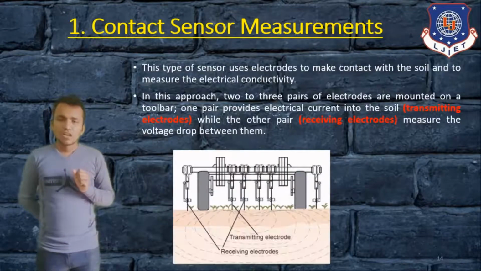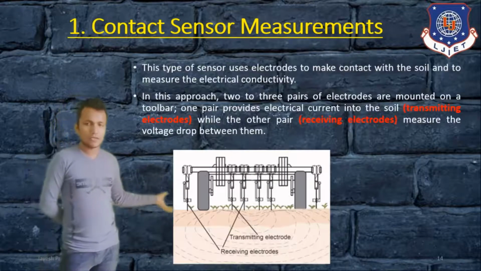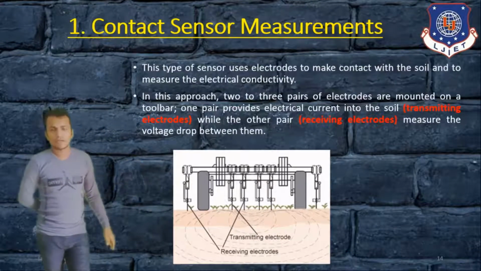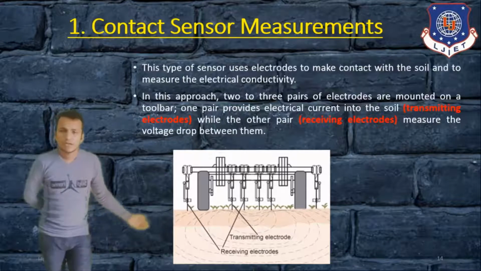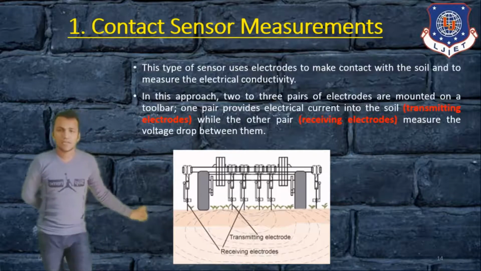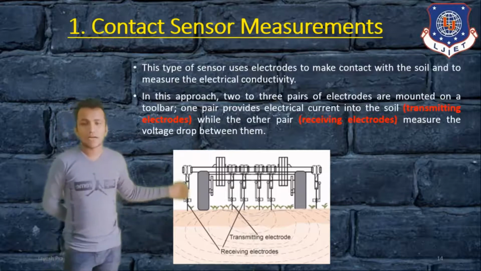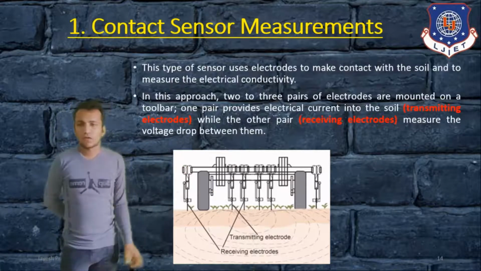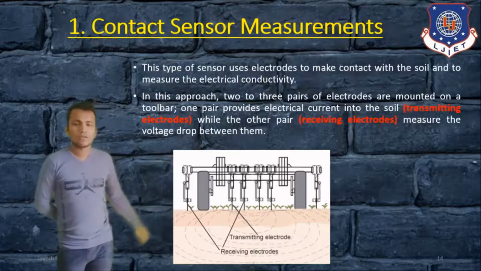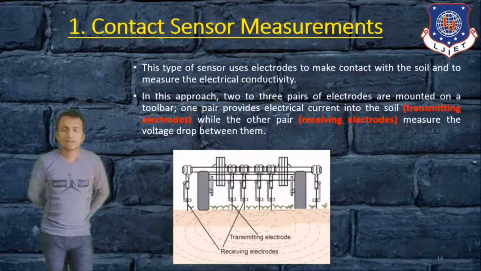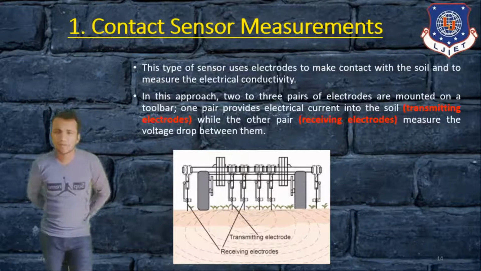Okay. In this figure you can see a contact sensor measurement for soil resistivity. Here you can see a transmitting electrode and a receiving electrode, both connected on the same toolbar. Here in the center is the toolbar. So this figure is related to the contact sensor for conductivity measurement.